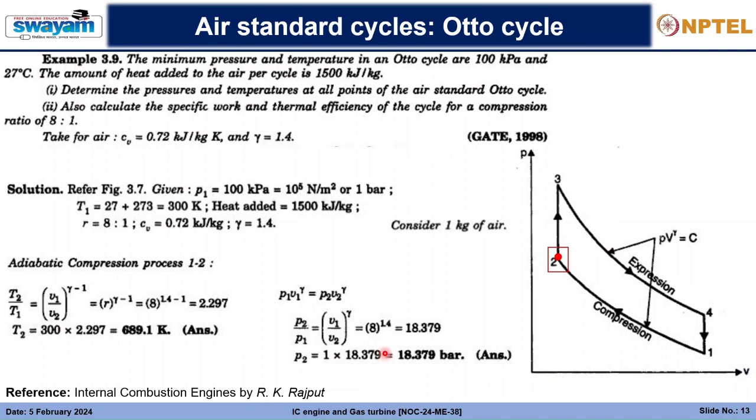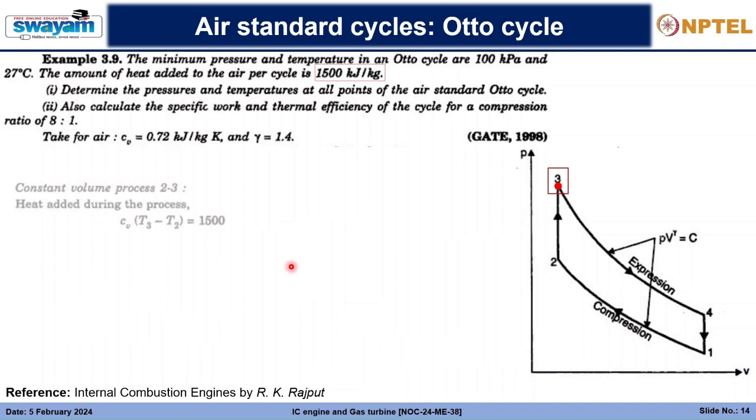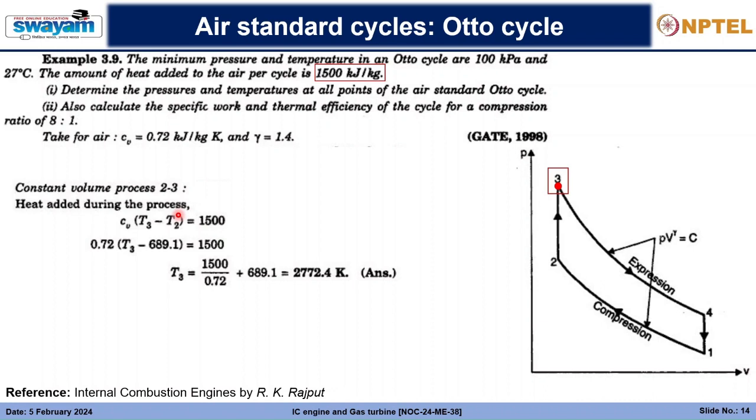So we know now P2 and T2. Let us now solve for point 3. For that, we will use the constant volume process. Thanks to the problem, we know the amount of heat added during this process, that is 1500 kilojoule per kg, right? So for 1 kg of this gas, we know CV into the temperature difference will be around 1500, and accordingly we know T2, we know CV, so we can directly find T3, that is 2772.4 Kelvin. So from 689 it has moved to around 2800 Kelvin.